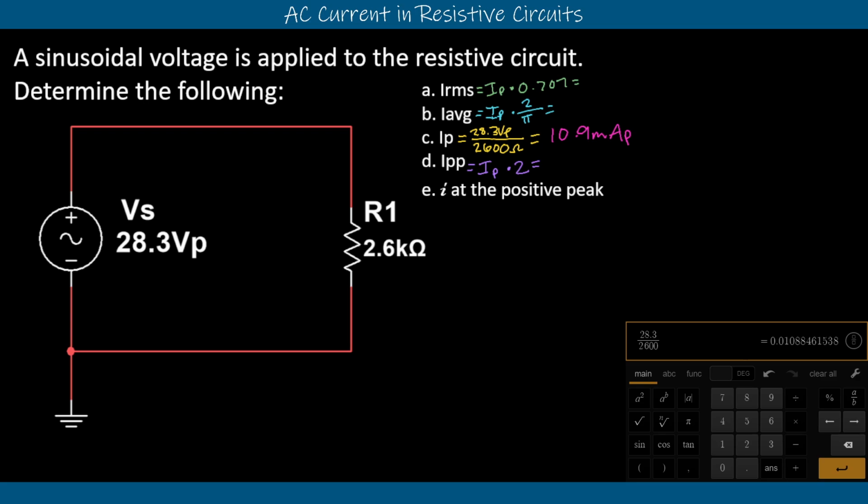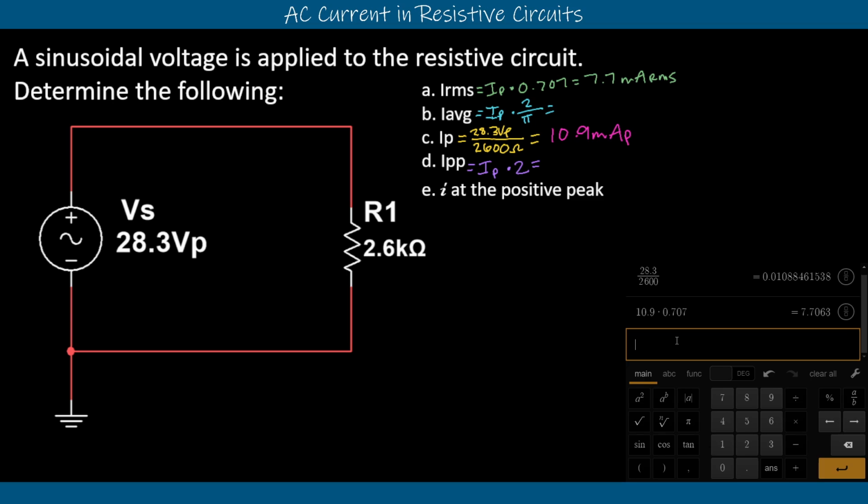So let's start with our RMS, and we'll put that into our calculator. We have 10.9 milliamps. We'll leave the milliamps off for now, and we will multiply that by 0.707. That gives us a value of 7.7 milliamps RMS. We multiply by a milliamp, we end up with a milliamp, especially if the other number is just at base. 0.707 doesn't have any engineering notation after it.